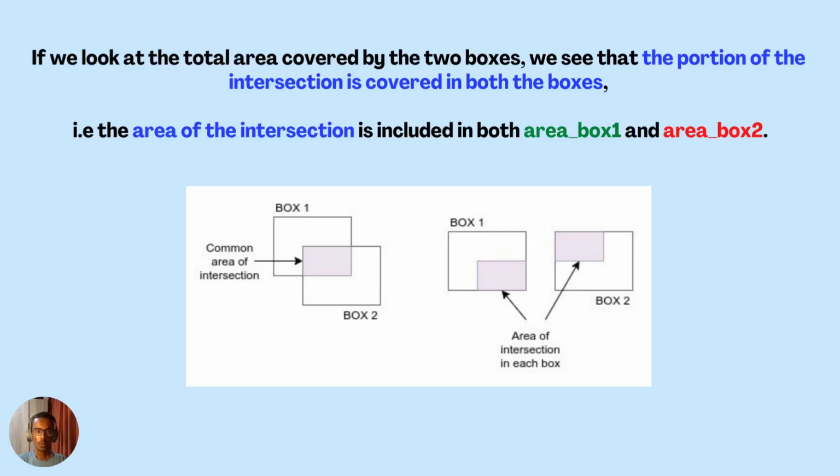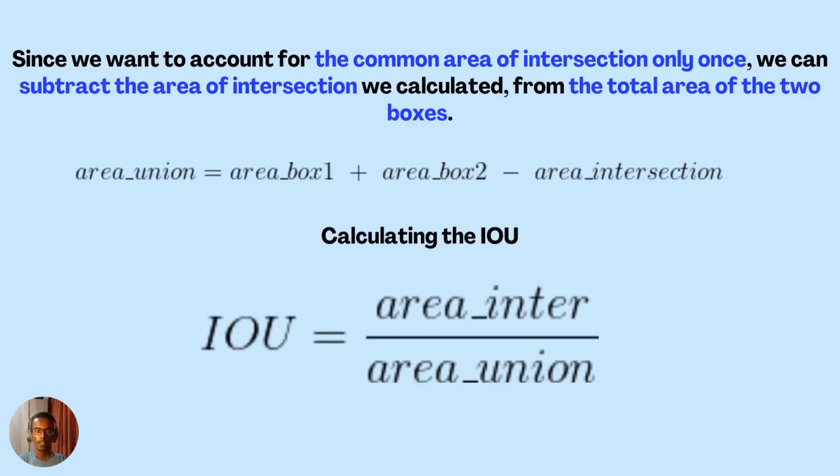So if we look at the total area covered by the two boxes, we see that the portion of the intersection is covered in both of the boxes. So the intersection is being considered when we calculate the area for box 1 and box 2 independently. So the area of the intersection can be removed so that we can find the union between the two boxes. Since we want to account for the common area of intersection only once, we can subtract the area of intersection we calculated from the total area of the two boxes.